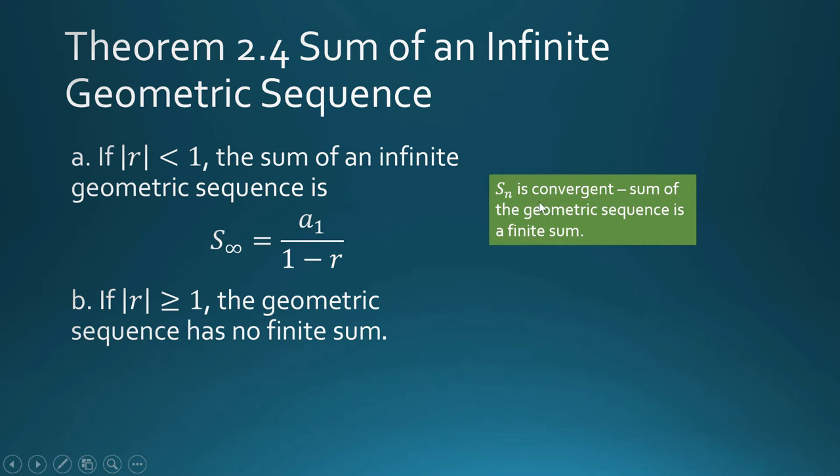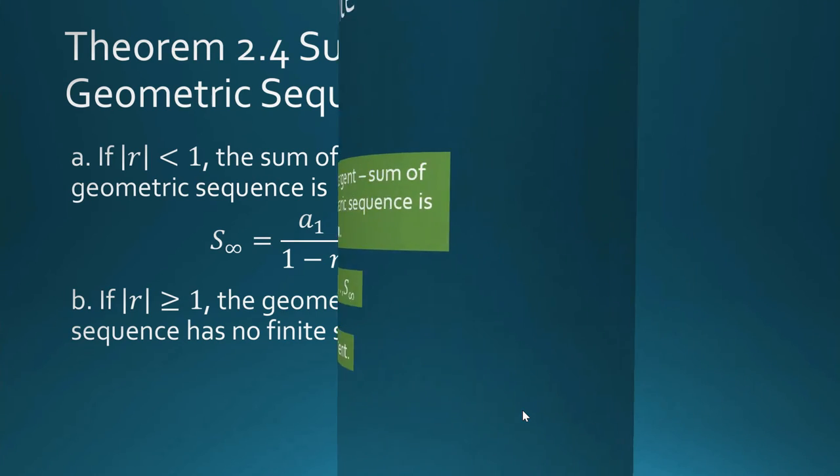If the absolute value of the common ratio is less than 1, the sequence of partial sums is convergent. It is converging to a finite sum. On the other hand, when the absolute value of your common ratio is greater than or equal to 1, the geometric sequence has no finite sum, or the sequence of partial sums is divergent.